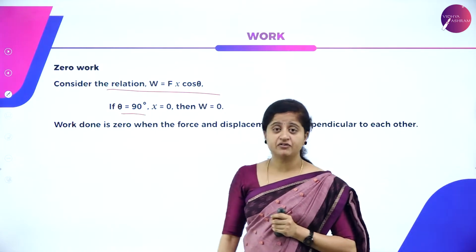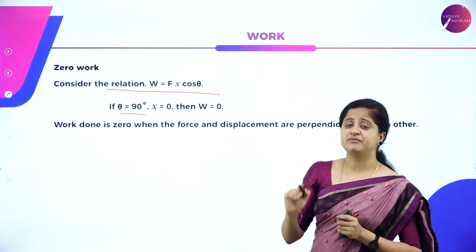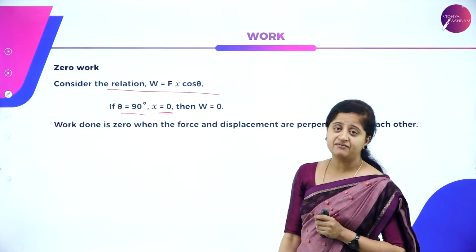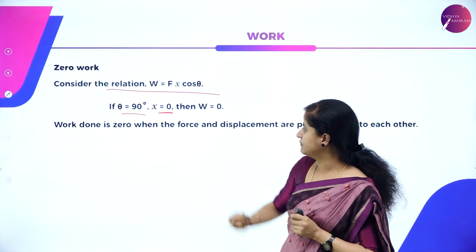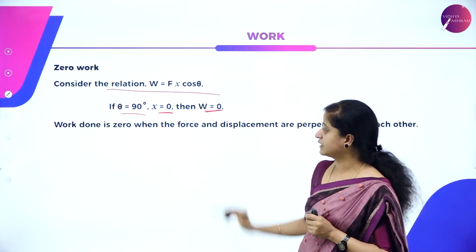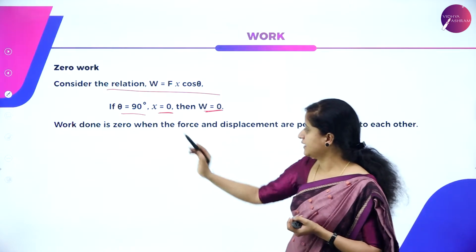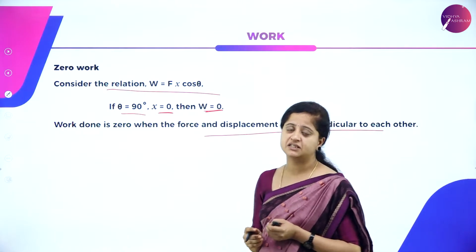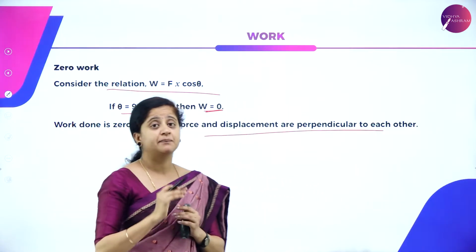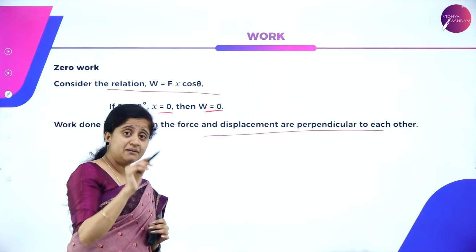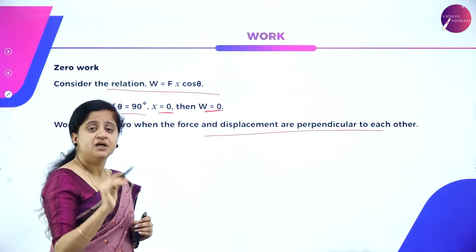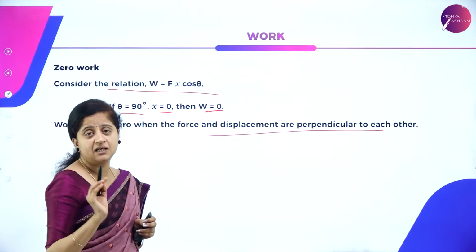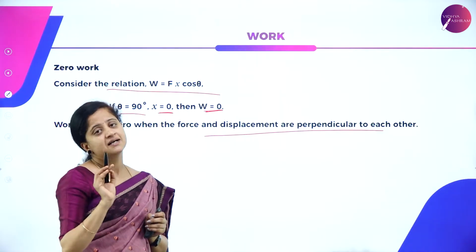If theta is equal to 90 degree, as I told, the angle between the force and displacement is 90 degree, then we will get cos 90 value is 0, so this entire term will become 0 and hence the work done will be 0. Work done is 0 when the force and displacement are perpendicular to each other. When the value of theta is 90 degree, the work done will become 0, and hence we will call it 0 work done.